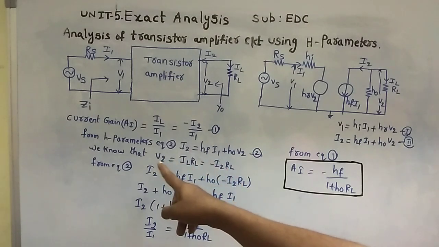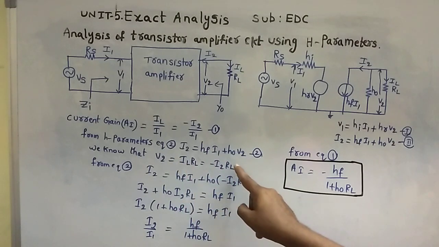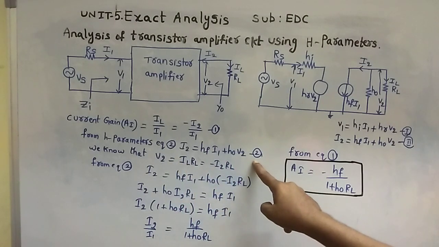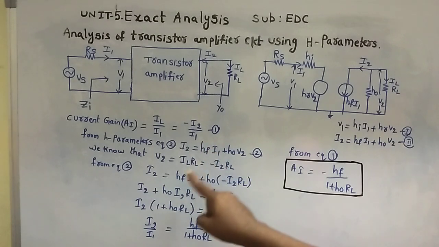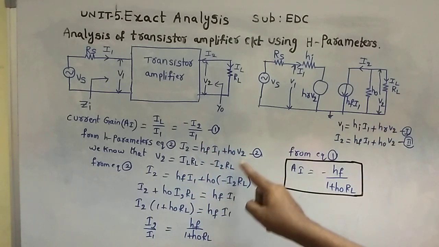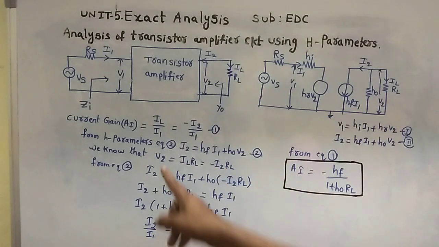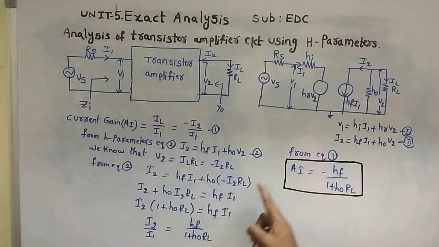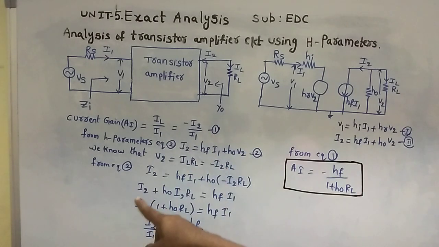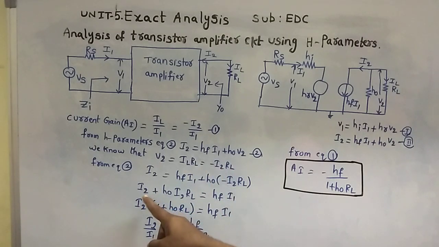This V2 value I am substituting here in the second equation. V2 is equal to minus I2 into RL, substituting in the second equation. Then I2 is equal to HF into I1 plus HO into V2, which is nothing but minus I2 into RL. Then here we have I2, and this complete I2 term I am taking to the LHS. That becomes plus I2 plus HO into I2 RL is equal to HF I1.